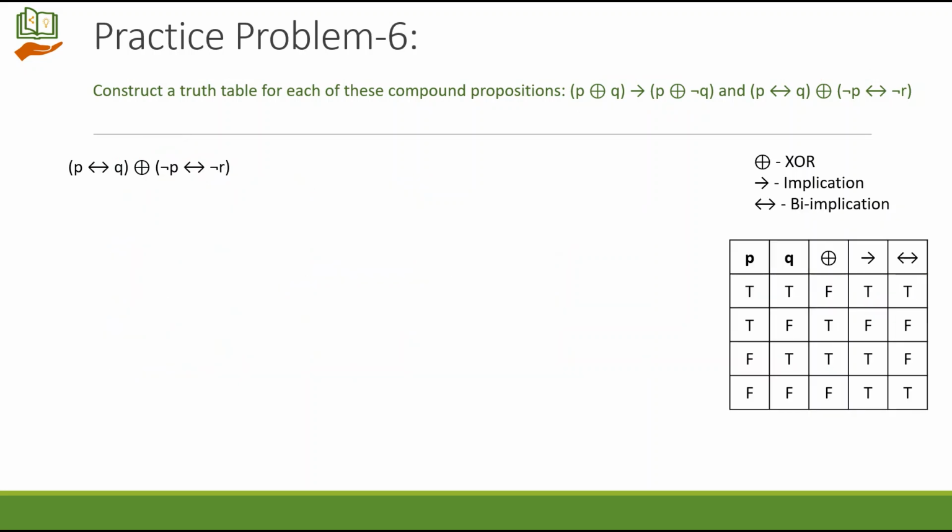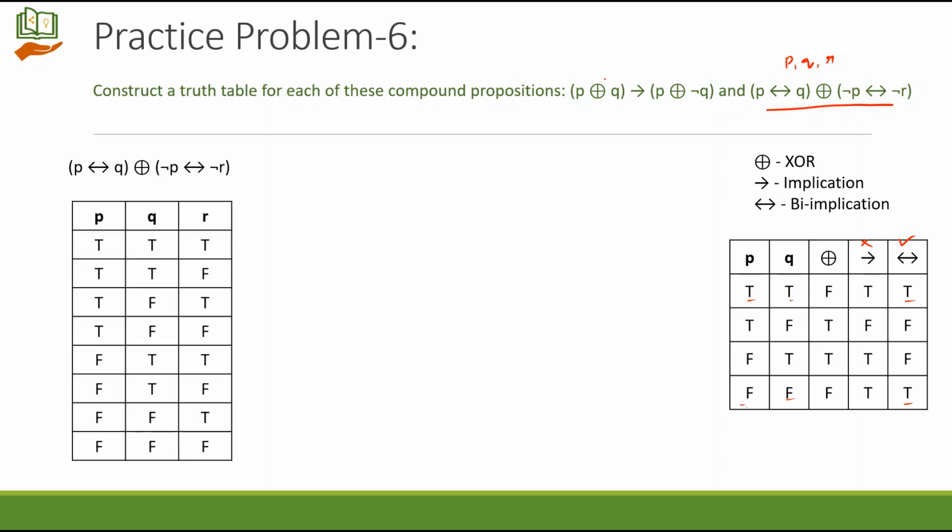Next expression. This question will not deal with implication; we are going with biimplication. For biimplication, whenever they have the same value, it will be true, so TT and FF will give you true. Whenever they have different values, it will be false. In the earlier question there were only two variables, P and Q, but here there are three variables, P, Q, R. So you have to extend it to 8 rows.